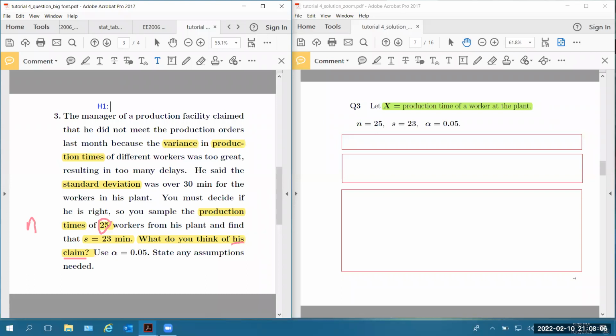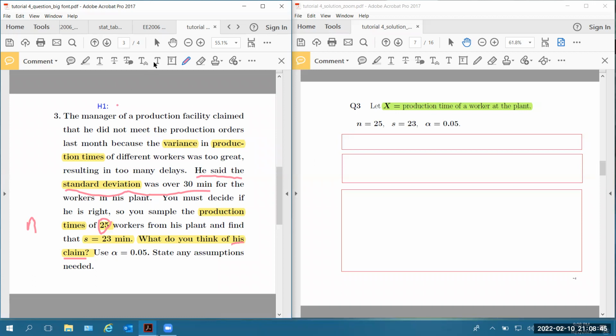But what? Less than or equal to 30. What is it? Less than or equal to 30. Yes, you see this sentence, right? This is the manager. So he said the standard deviation was over 30 minutes for the workers in his plant. All right, so this is actually the manager's claim. And I think this claim is also very clear, right? We say standard deviation of production time was over 30 minutes.